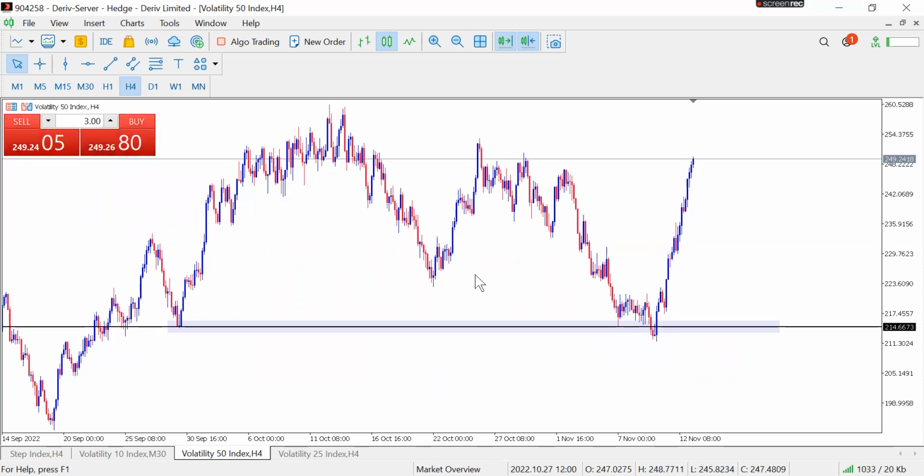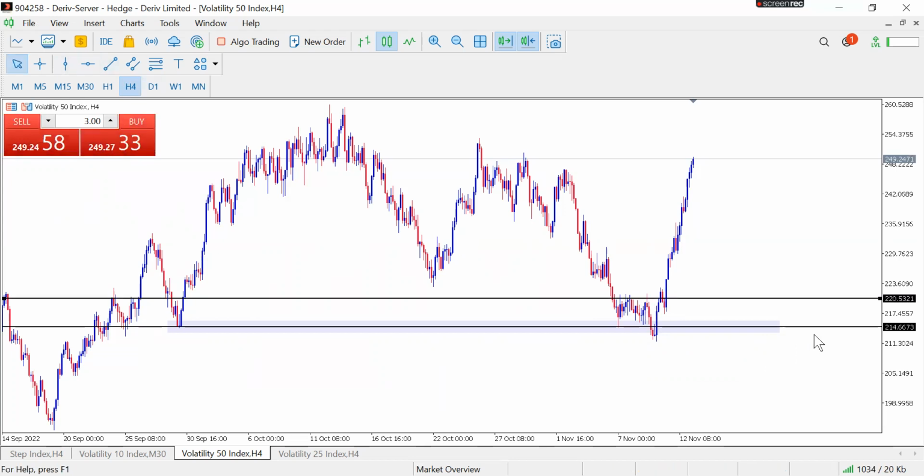So initially when I saw this, I was waiting for the market to break above this level here so I could take a trade.